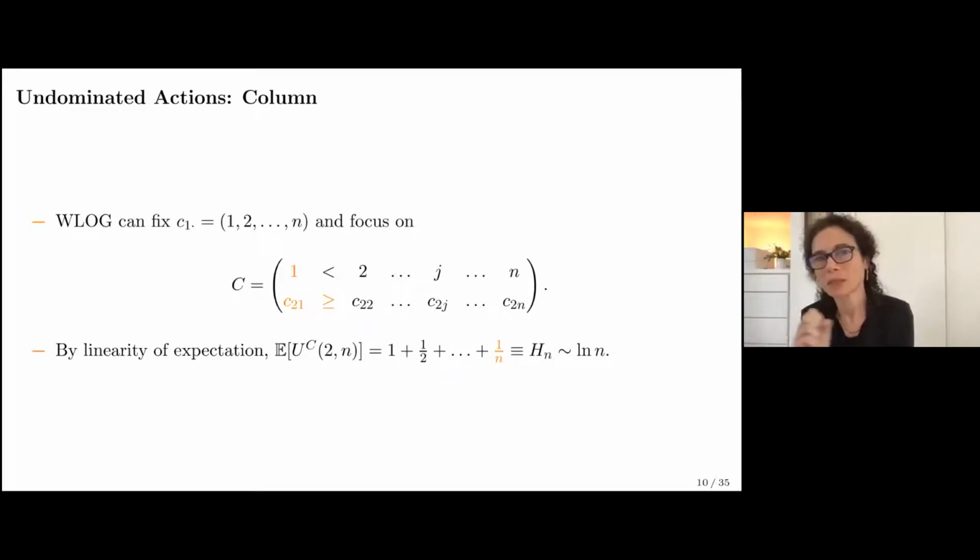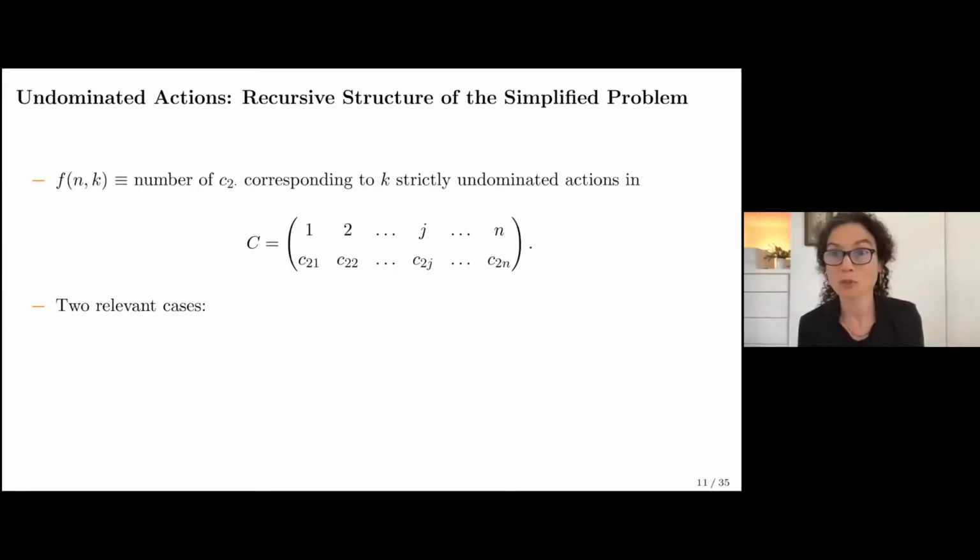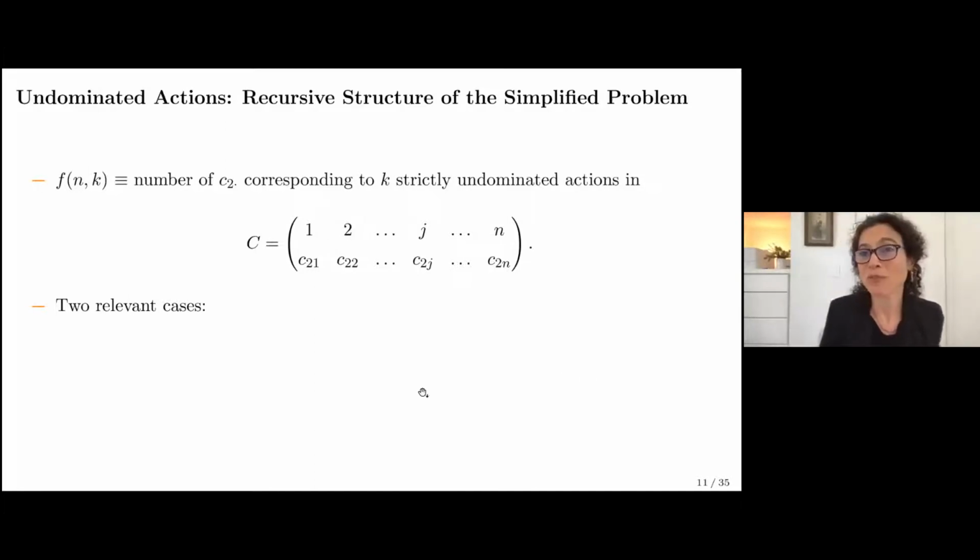So asymptotically, we're going to have a vanishing number of actions that are undominated. Okay, but we want to know their distribution. So let me show you how that's constructed. Let's denote by f(n,k) the number of possible permutations of that row, out of n factorial possible permutations, that correspond to precisely k strictly undominated actions. Now I'm going to show you how we construct a recursive formula for f(n,k), which will be at the heart of all the calculations.